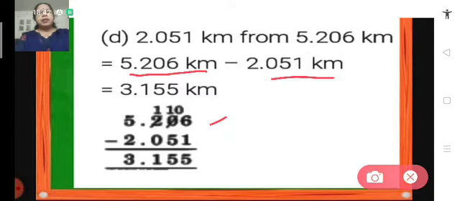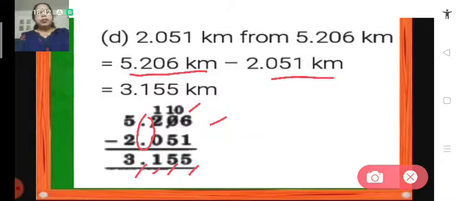We should always keep in mind that the decimal points are aligned, and then we start subtracting from the thousandths place. Here we have 6, 6 minus 1 becomes 5. Move on to the hundredths place. Here we have 0. So, 1 is borrowed from the tenths and 10 minus 5 becomes 5. Now, we are left with 1 in tenths. So, 1 minus 0 becomes 1.